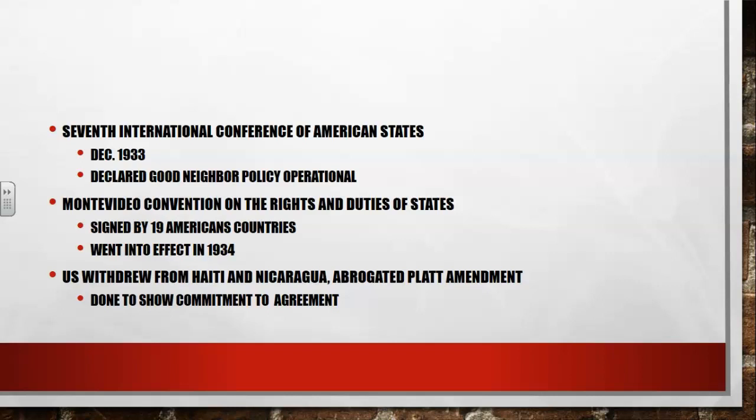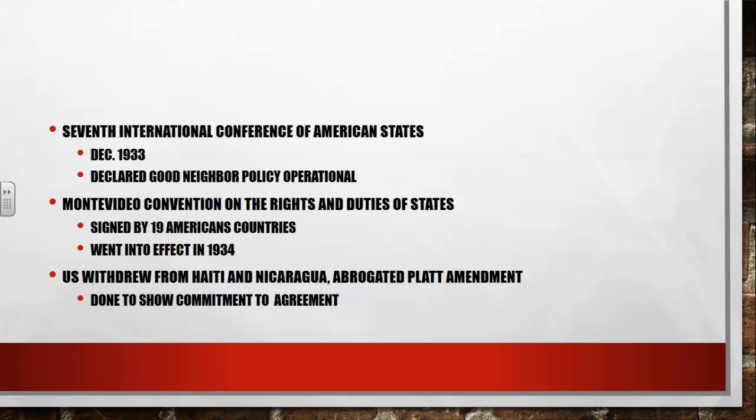Then we're going to get the Montevideo Convention on the Rights and Duties of States. This is going to be signed by 19 American countries, and it's going to go into effect in 1934. This is basically stating, again, when it comes to that non-intervention policy, they're going to agree to not intervene in the domestic affairs of other American countries. Now, the United States is also going to withdraw troops from Haiti and Nicaragua. At this time, they're going to abrogate the Platt Amendment, which basically means to change the Platt Amendment.